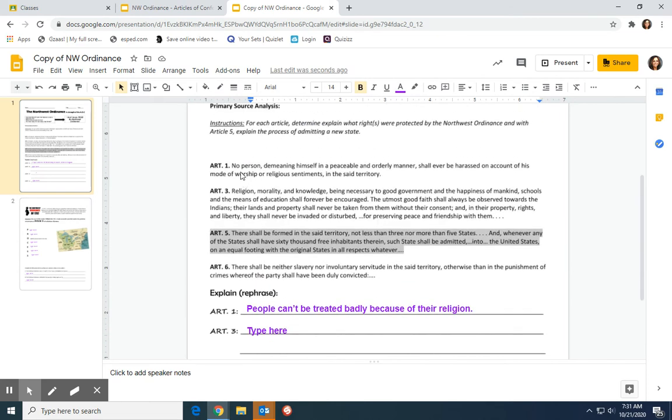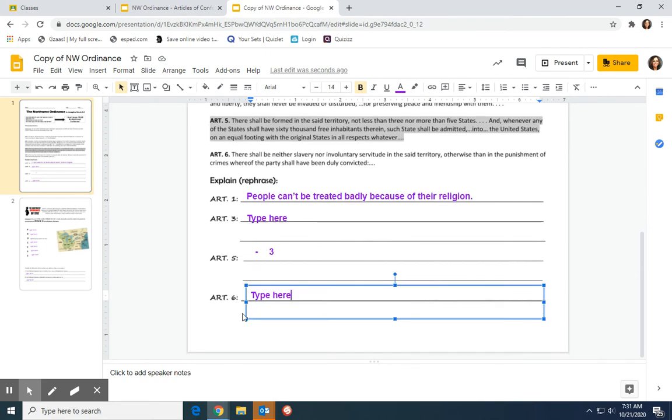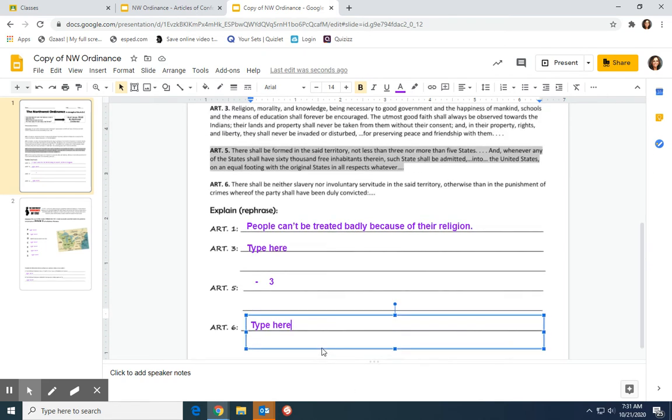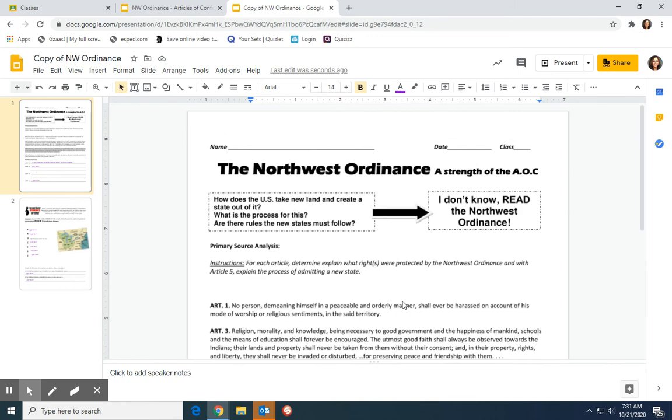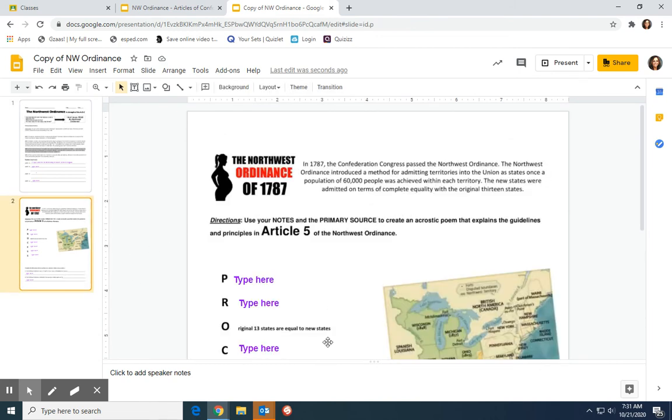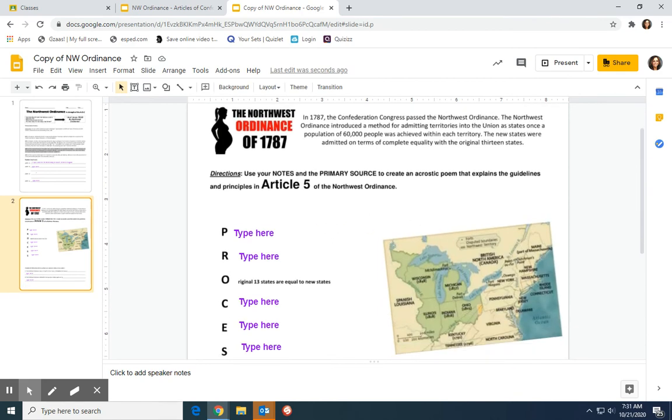So again, you'll have to read Article 3, 5, and 6 on your own and can reword them here. And then you've actually read the Northwest Ordinance. Even though we're going to throw away the Articles of Confederation, we're going to keep this. So here is your assignment, to review what you just learned. And it shows a pregnant person because the United States is pregnant. We're growing. We're adding family members.